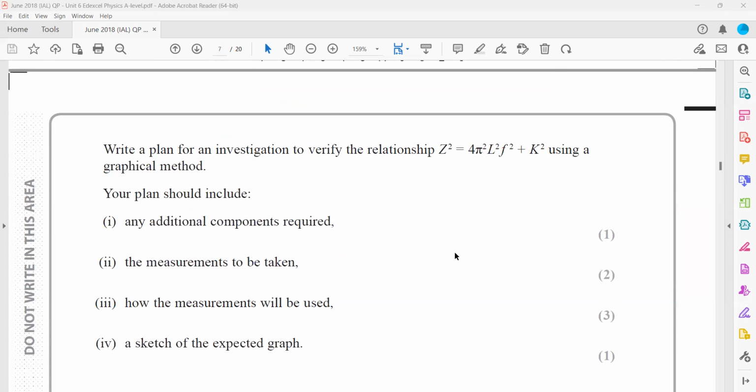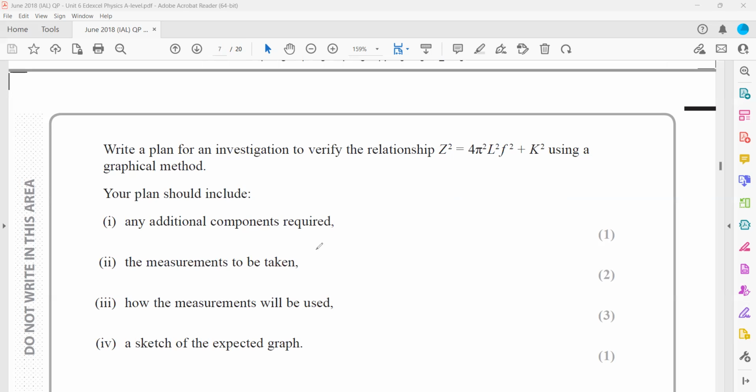Then how would the measurements be used? So how can we use these measurements? As I just mentioned, voltage divided by current will give us Z, and then we'll take Z squared, and using the oscilloscope we'll work out the time period, and from the time period we'll find the frequency.